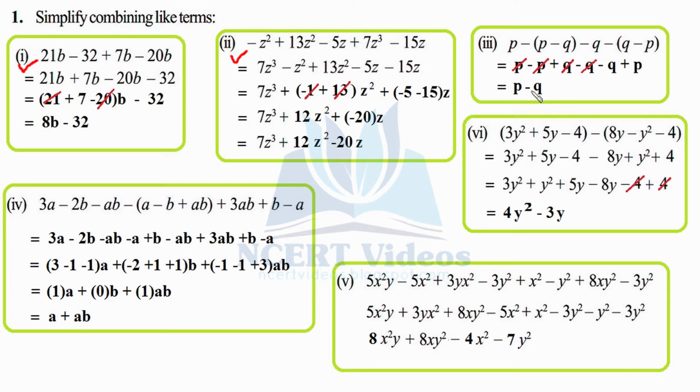And the only thing we have done here is that we have written plus p first. In that way, we don't have to write minus q plus q. It's just a writing representation.